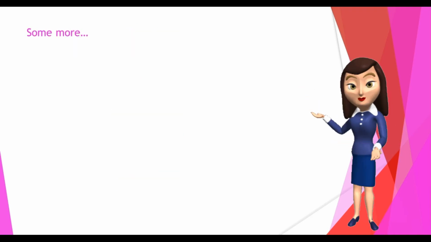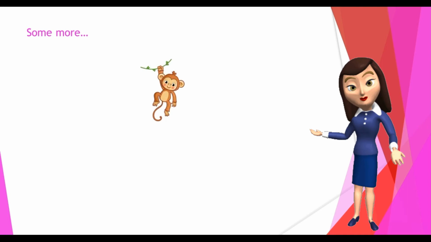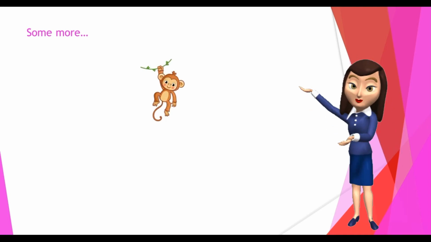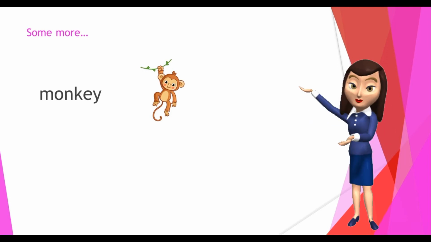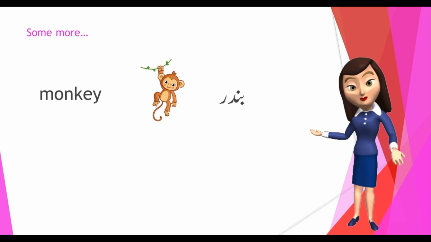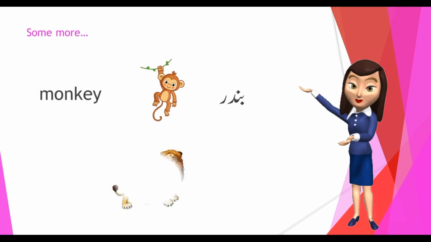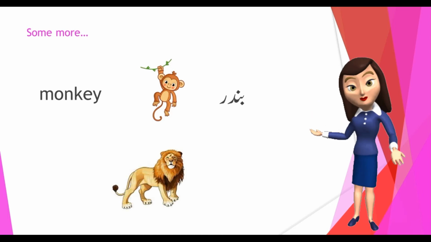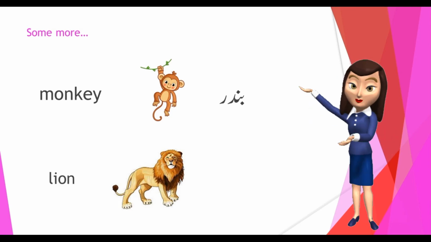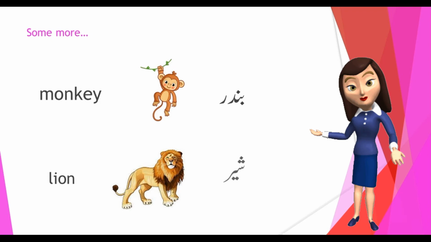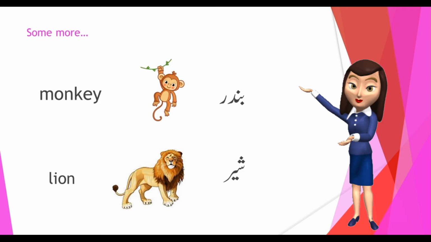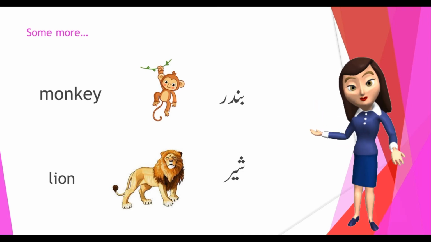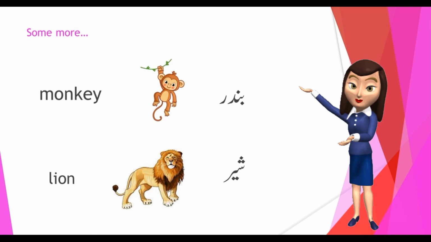Okay, now some more. Oh, look at this one. It's a monkey. In English we say monkey. And in Urdu, bandar, bandar. Oh, a lion. In English it is lion. And in Urdu, शेर, शेर. Monkey, बंदर. Lion, शेर.